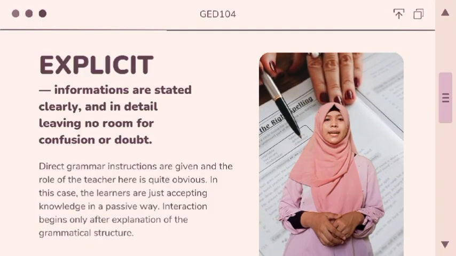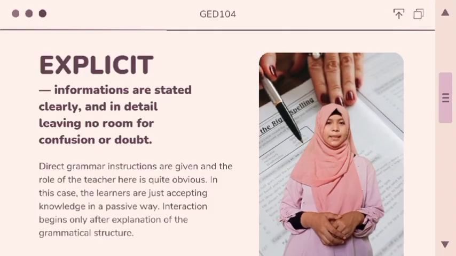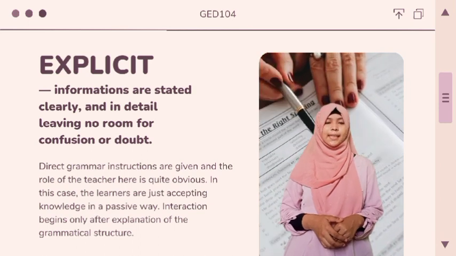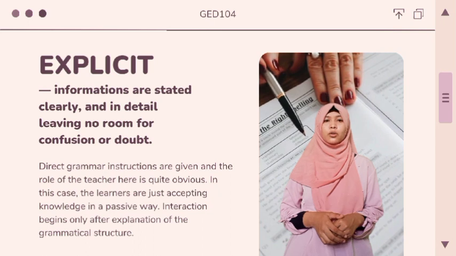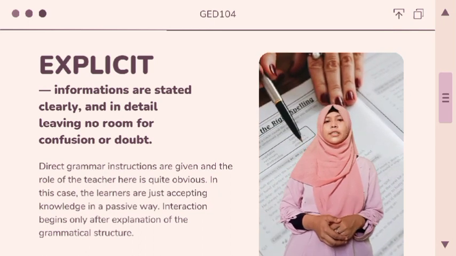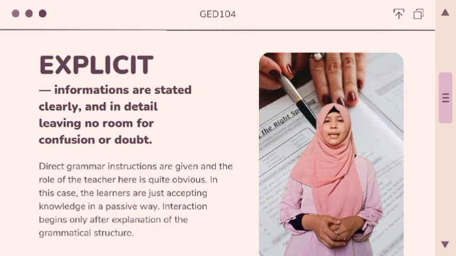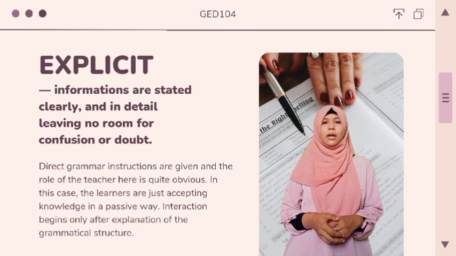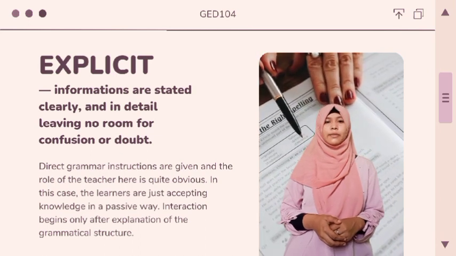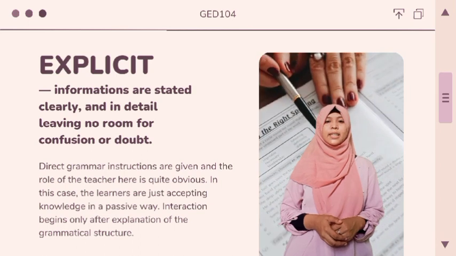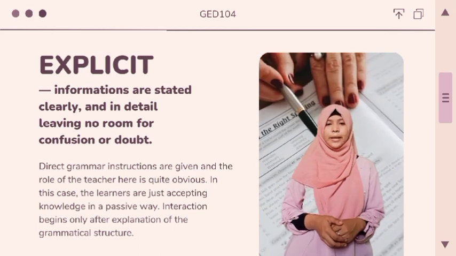First and foremost, let us define the word explicit. When we say explicit, information is stated clearly and in detail, leaving no room for confusion or doubt. In connection to teaching, the teacher is feeding every single detail of the lesson and the learners will just listen but make sure they are learning. Direct grammar instructions are given and the role of the teacher here is quite obvious. In this case, the learners are just accepting knowledge in a passive way.